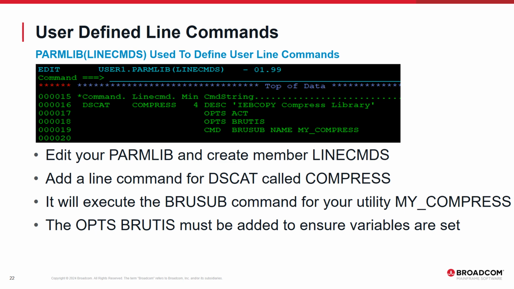Give it a description and the option of ACT to indicate that it's an action and will be grouped with other actions. For the Brutus feature, to process variables, we need to add the option Brutus. Finally, the command we want to execute is brew_sub, which takes a name parameter which will identify our compress job.